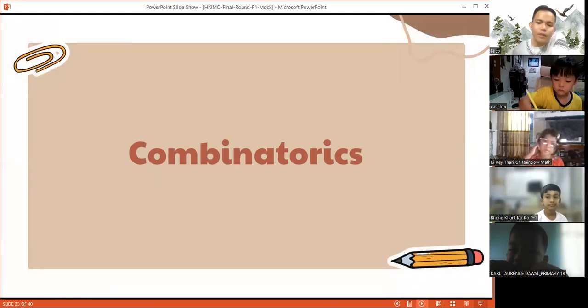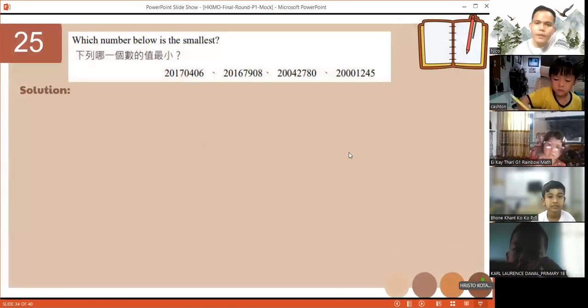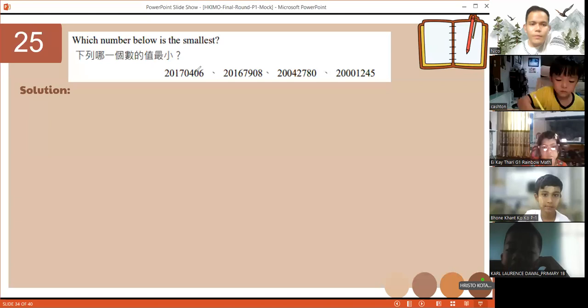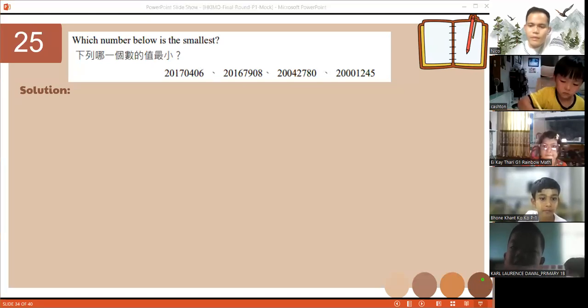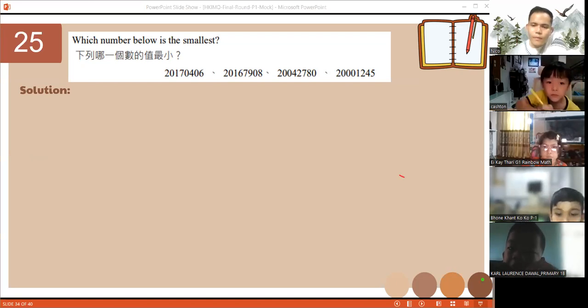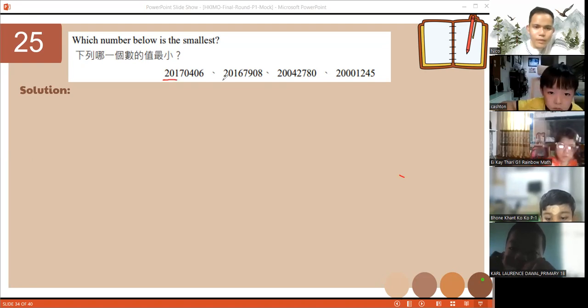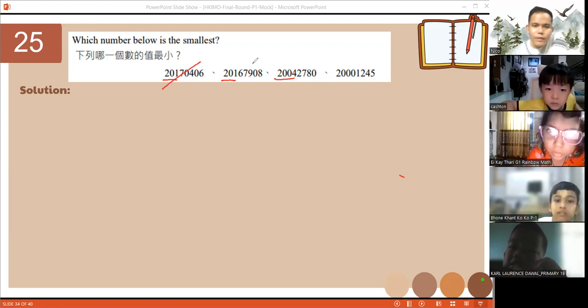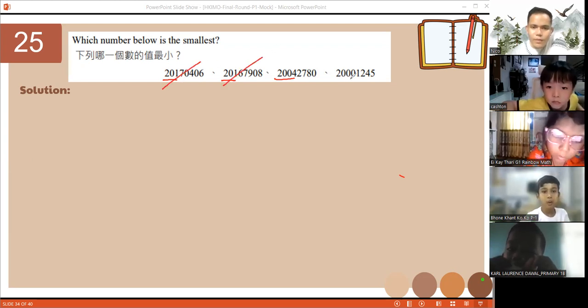Okay, so this is already the combinatorics part. Now, which number here is the smallest? So we need to know which number here is the smallest, right? If you look at the question, that would be 201, 201, 200. So 201 is greater, right? So you remove that and keep 200.